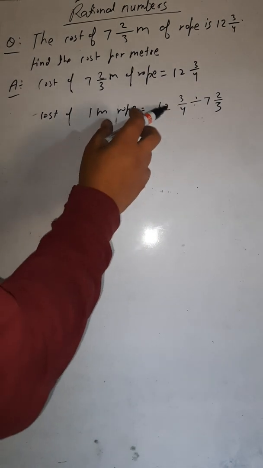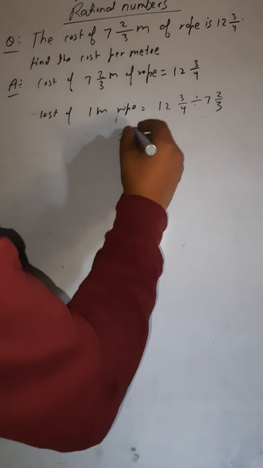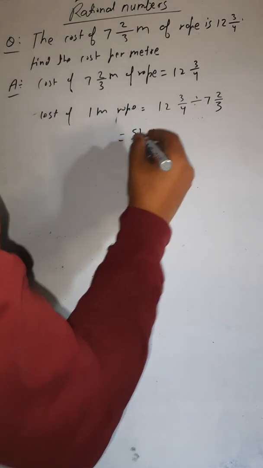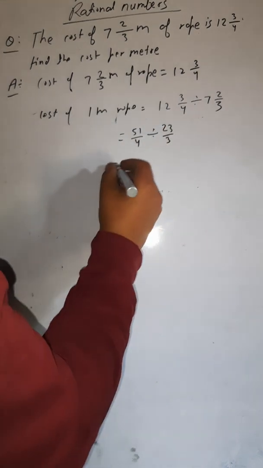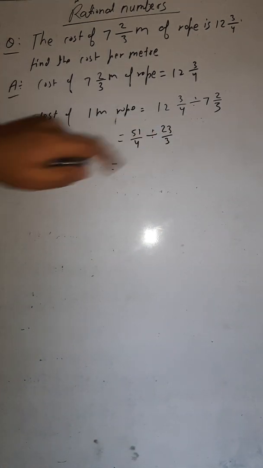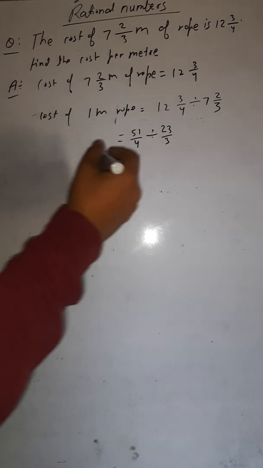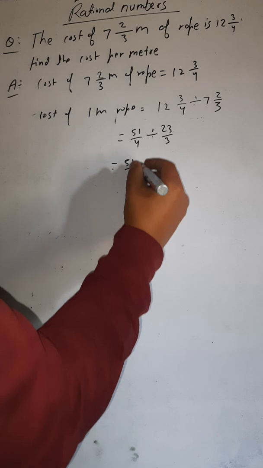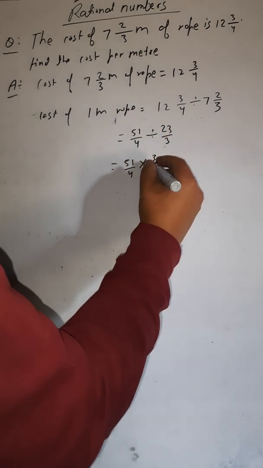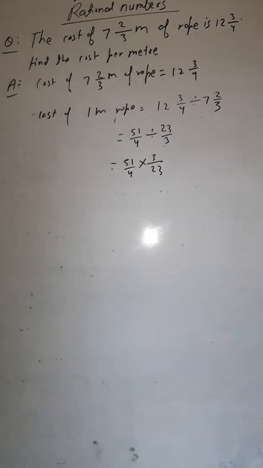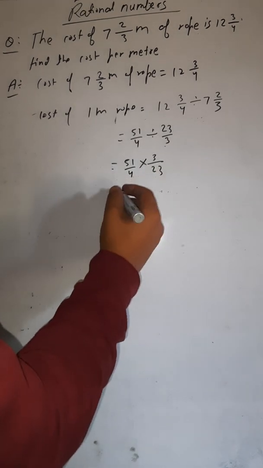Now just change the mixed fractions into simple ones. 12 times 4 is 48, 48 plus 3 would be 51 by 4, divided by 7 times 3 is 21, 21 plus 2 would be 23 by 3. Now you would change this division symbol into multiplication by reversing the second fraction. So I can write it as 51 by 4 multiplied by, reversed, 3 by 23. Hope you are getting this. Very good.